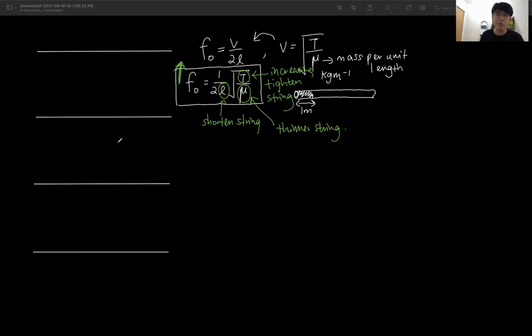Everything that you vibrate, regardless of the length, will have its own fundamental frequency. And what we are hearing is not only the fundamental, we are hearing the harmonics as well. So 2F note, 3F note, 4F note.